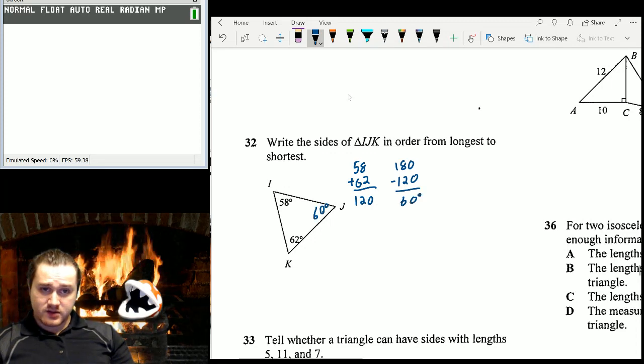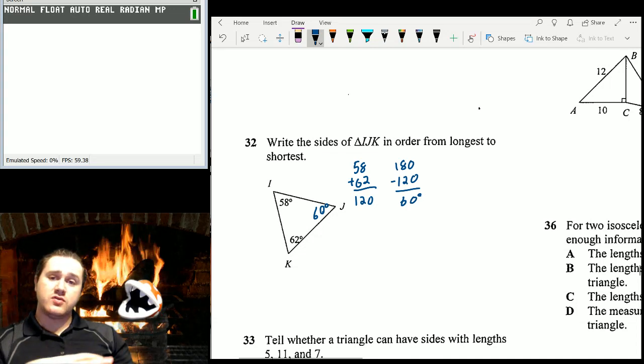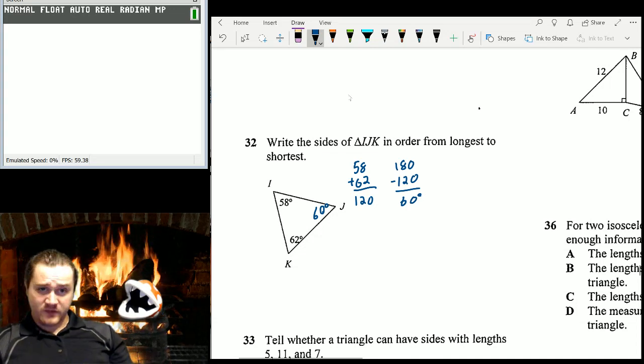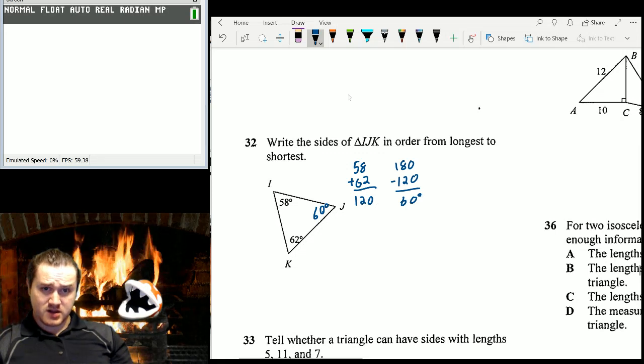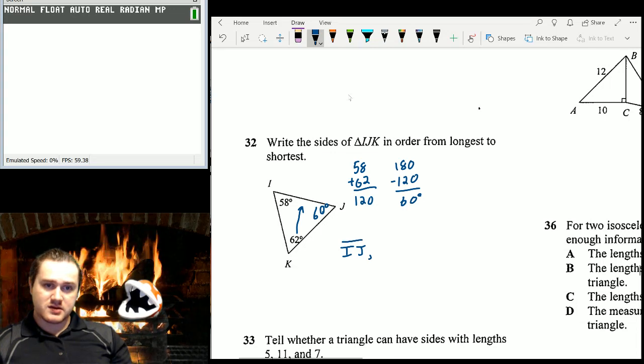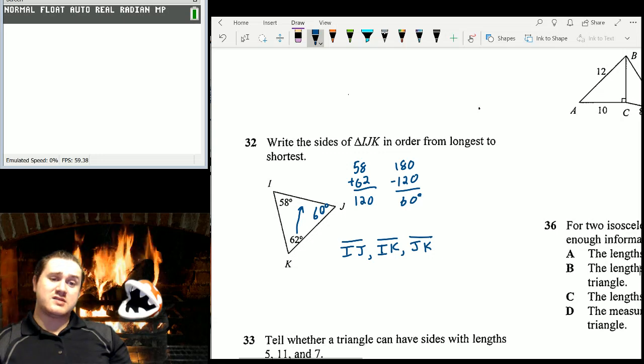Now, the side lengths are relative to the angle measures across from them. So if we're going from longest to shortest, we look at the largest angle. The one across has to be the longest side. So we would start off with IJ. Okay, so IJ is first. Then the next one would be 60, which is the J, so across from it is IK. IJ, then IK, and then the shortest of them would end up being JK. Again, all you have to do is find the angles, and the sides work with it.